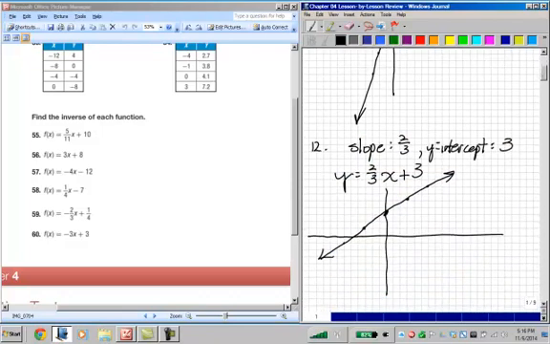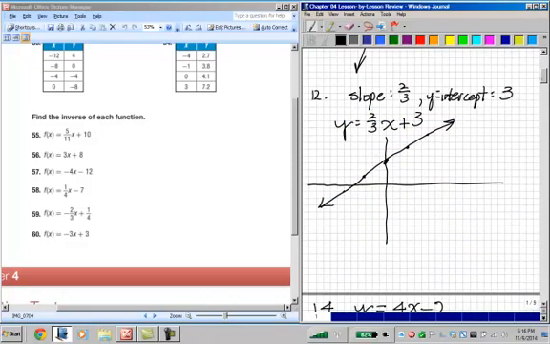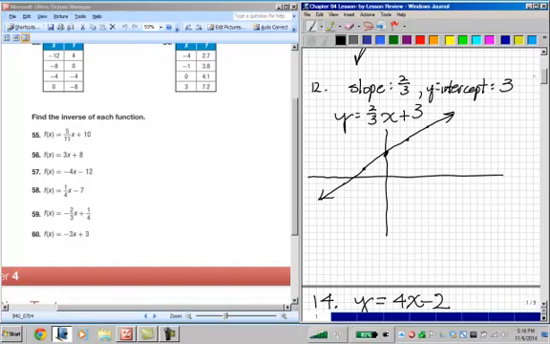Okay, 12. Slope is 2/3, y-intercept is 3. So y equals 2/3 x plus 3. The y-intercept is 3, so I go on the y-axis. Here's the y-axis right here. Here's the x-axis. I count up 3 right here. There's a point. Now this point is on the line.